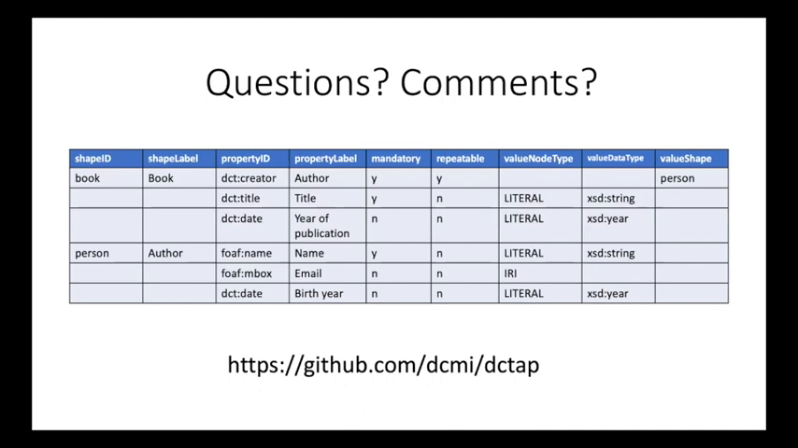Right. Okay, we have a number of questions here. We're getting some positive feedback about differentiating between value node type and value data type, and putting the value shape into a separate column. And we have a question here: how do you handle rules about transcribed versus controlled versus uncontrolled?